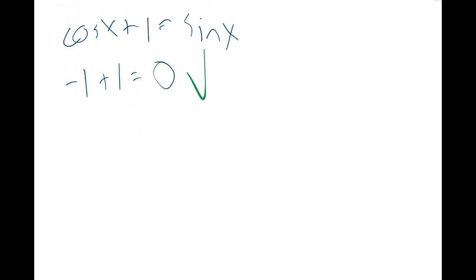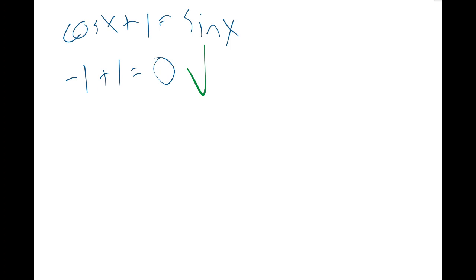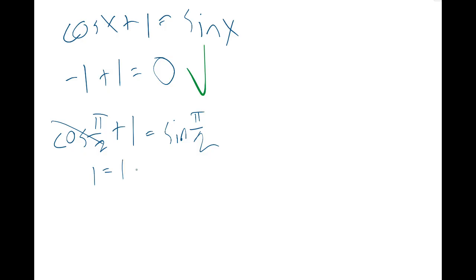Now, plugging in the next one, pi over 2. So we say cosine pi over 2, and then we get 0, because cosine pi over 2 is 0. So we get 1 equals sine pi over 2, which is also 1. So this one also works.